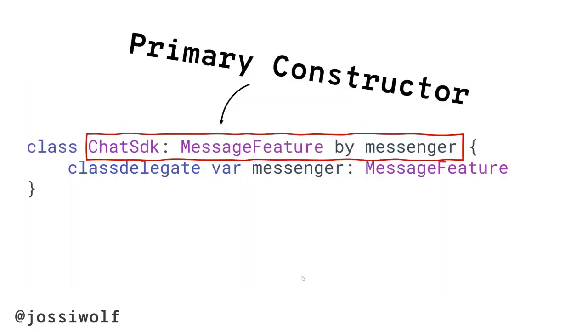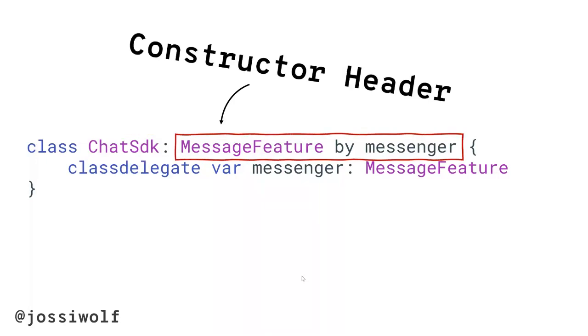So my first thing that I did was search around and think a bit, and finally I realized, oh, hey, what I'm doing has to do with the primary constructor. So first I realized, okay, it has to do with the constructor somehow, and then I realized, okay, it has to do with a primary constructor. And I searched for a bit, and specifically I was looking for something with the constructor header. This red marking is also the super type list. So you can see that, right? The super type of ChatSDK would be MessageFeature, which implements that.